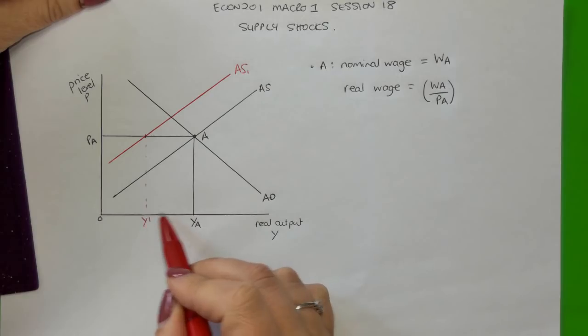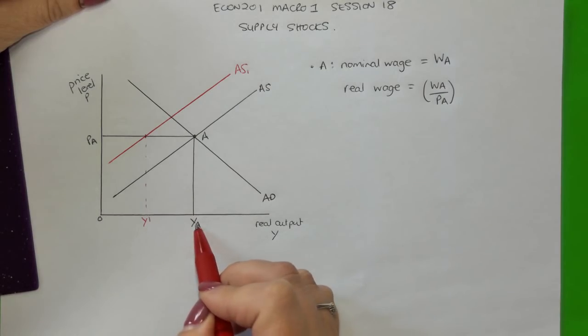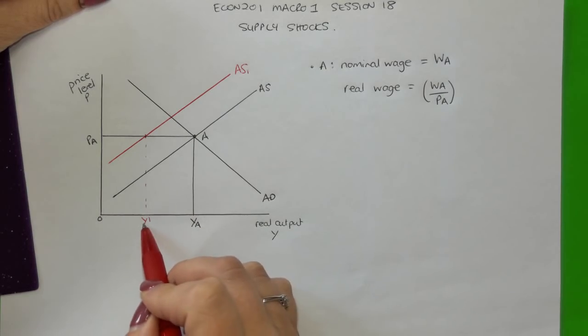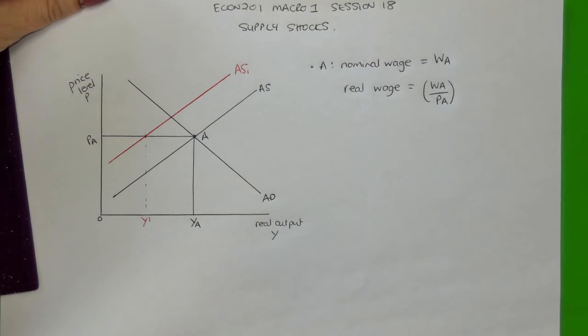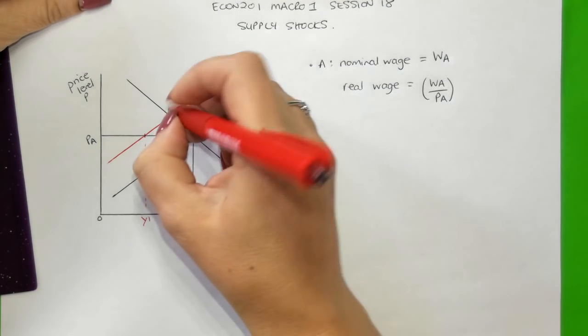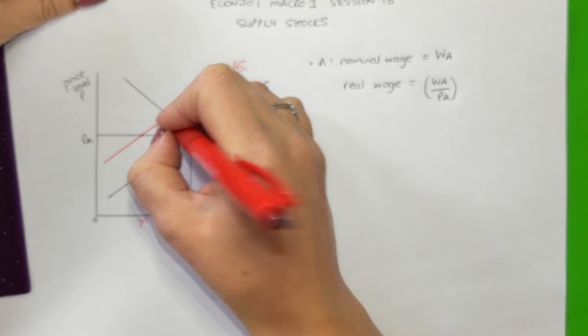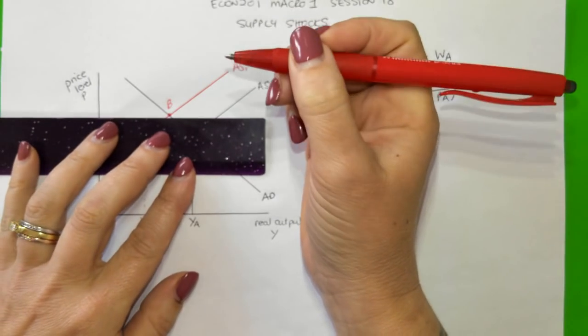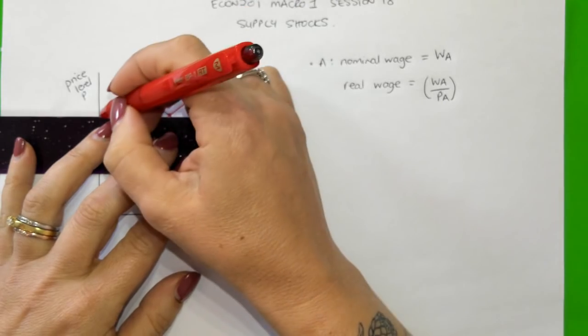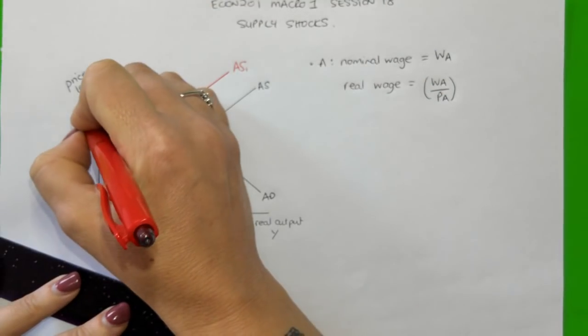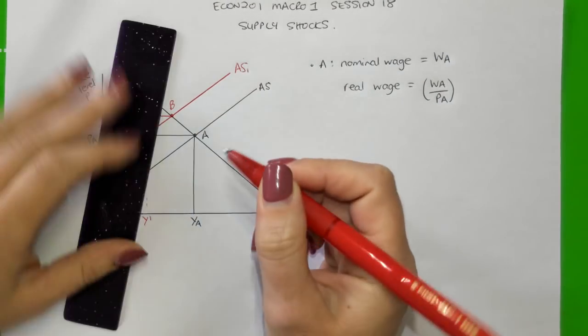And this means that there is an excess demand for goods and services. Demand, YA, exceeds supply, Y prime, and the consequence of that is that upward pressure will be placed on the price level. And as prices rise, this then causes the economy to move to the new equilibrium, which is at the intersection of the aggregate demand curve and the new aggregate supply curve.